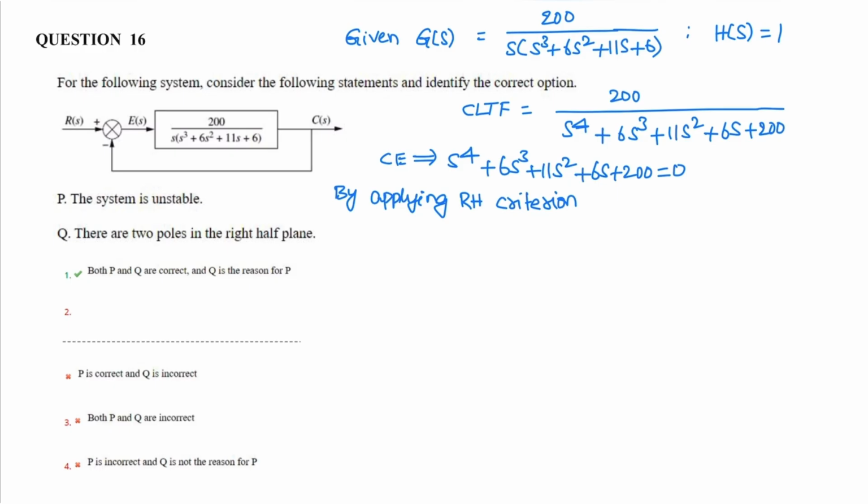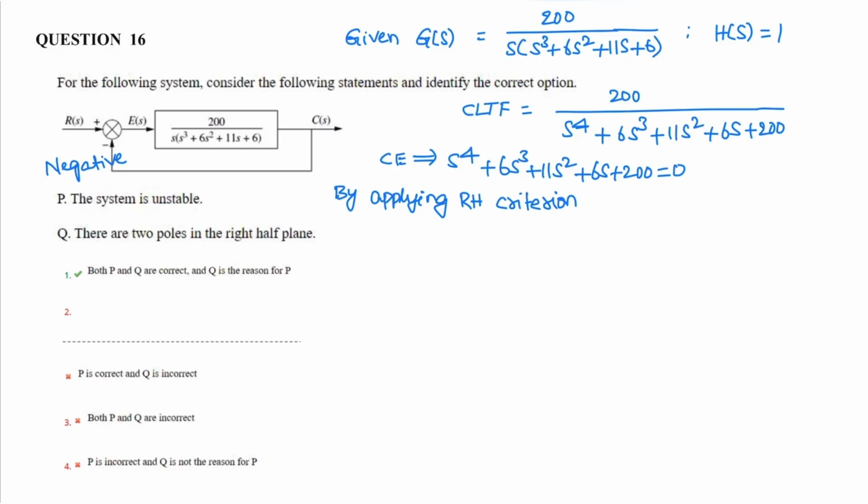Next question. For the following system, consider the statements and identify the correct option. Given forward path transfer function G(s) is 200 by s into (s cube plus 6s square plus 11s plus 6), and feedback path transfer function H(s) is unity. This is a negative feedback system. Then closed loop transfer function is G(s) by 1 plus G(s)H(s). On solving, we get closed loop transfer function as 200 by s power 4 plus 6s cube plus 11s square plus 6s plus 200.